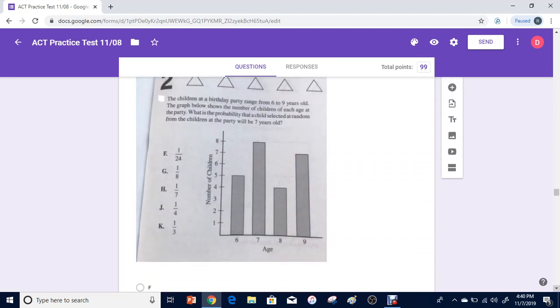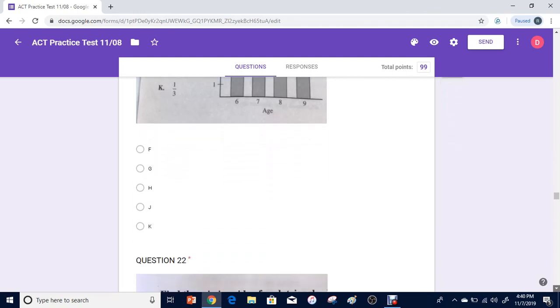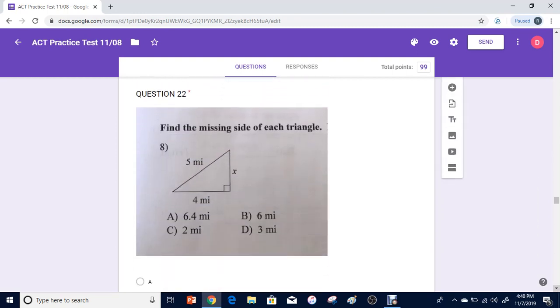Okay, reading a graph. All right, 6 to 9-year-olds. Okay, the 7-year-olds, there are 8 of them. 8 out of the total amount, 24. It's going to reduce.